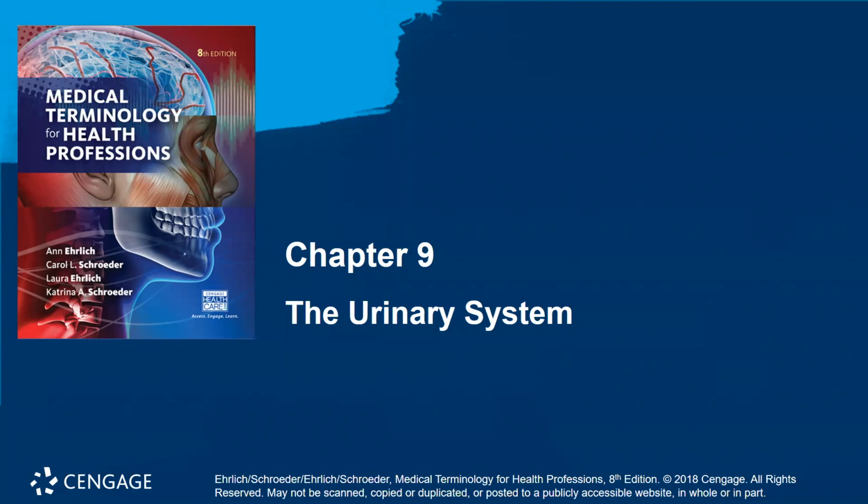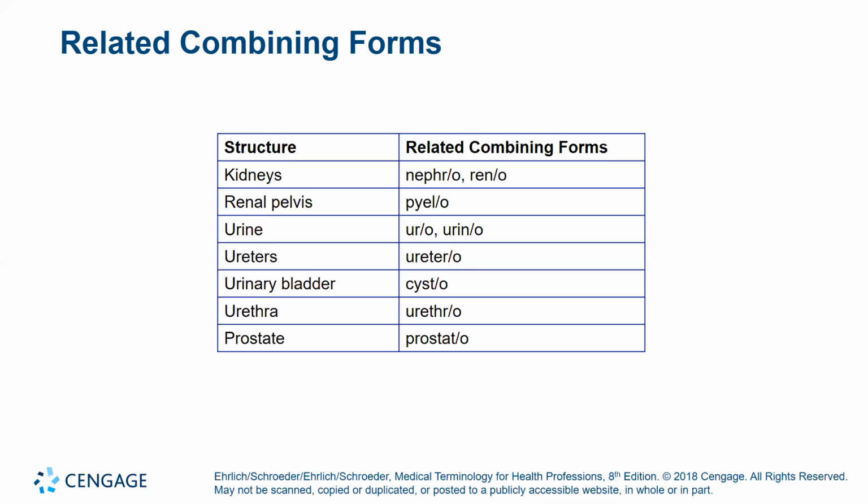Chapter 9 is the urinary system. Let's go ahead and take a look at our new combining forms for this chapter. So the structure, and underneath the structure, these are our terms. We have kidneys. Related combining form is nephro or reno. Renal pelvis is pyelo. Urine is uro or urino. Ureters is uretero. Urinary bladder is cysto. Urethra is urethro. And prostate is prostato.